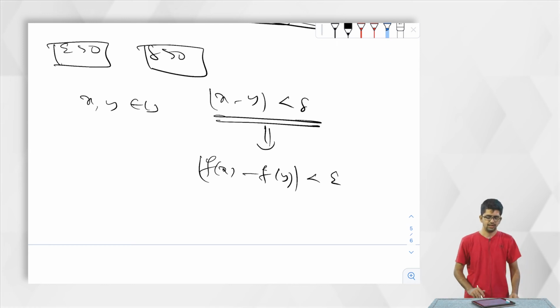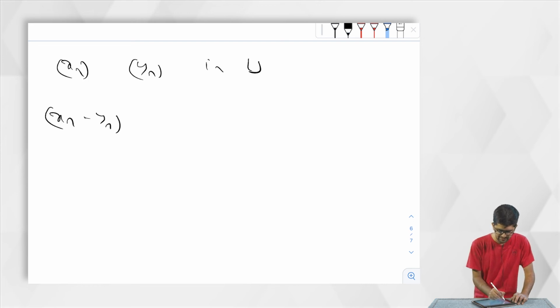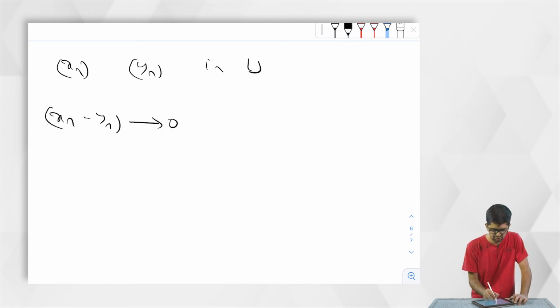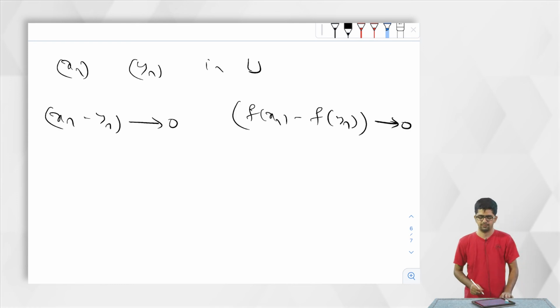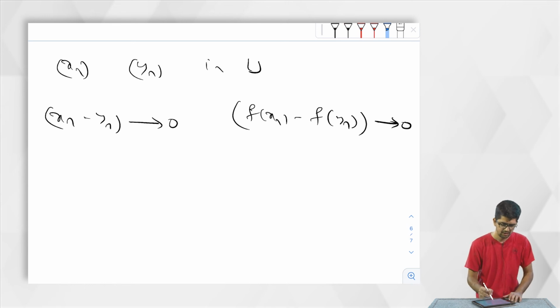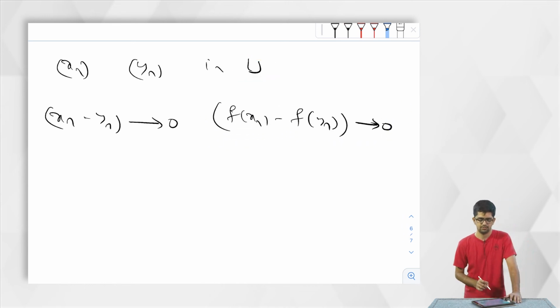Now what is the sequence criterion for uniform continuity? For two sequences xn and yn in U with the property that the difference of the sequences, xn minus yn, converges to 0, the corresponding images of these two sequences, f(xn) and f(yn), their difference also converges to 0. So this is how we define uniform continuity of a function on this domain U.